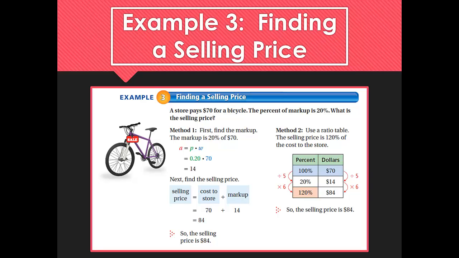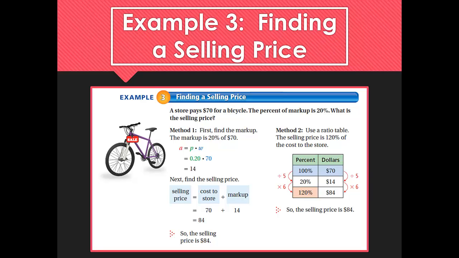Our second method can be solved by using a ratio table. The selling price is 120% of the cost to the store. Because the store pays $70, that's 100% of the price. They mark it up 20%, so really the person buying it is paying 120% of what the store paid. So for our ratio table, we have percent and dollars. So at 100%, it's $70. That's what the store paid for it.